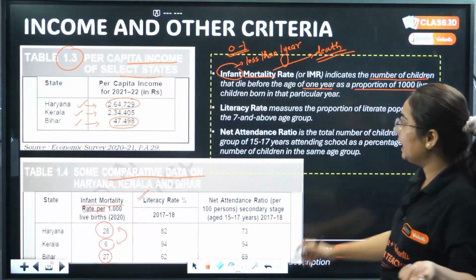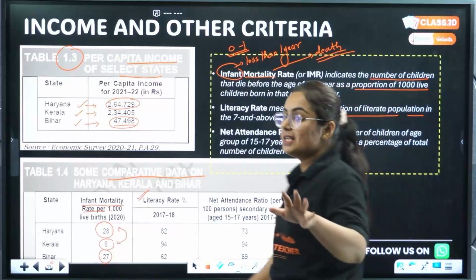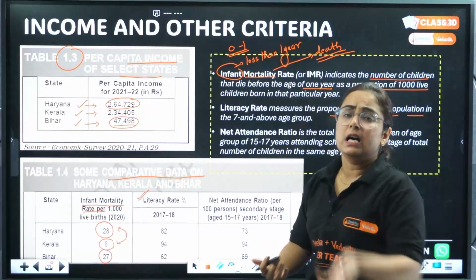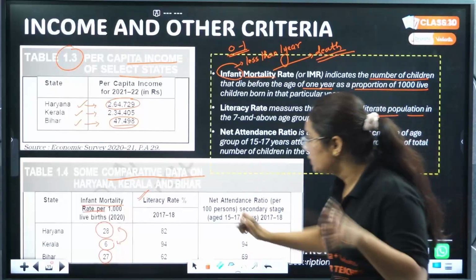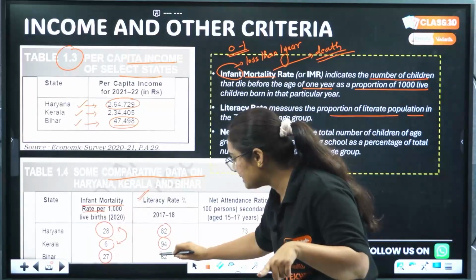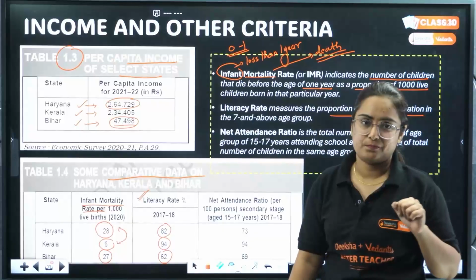What is the literacy rate? It measures the proportion of literate people above the age of 7 years. How many of the people are actually literate, who know how to read, write and do basic maths? So the percentage is 82% in Haryana, 94% in Kerala, 62% in Bihar. Again, more in Kerala.